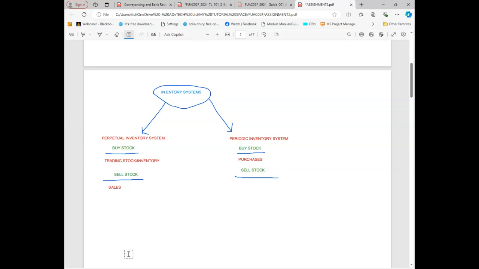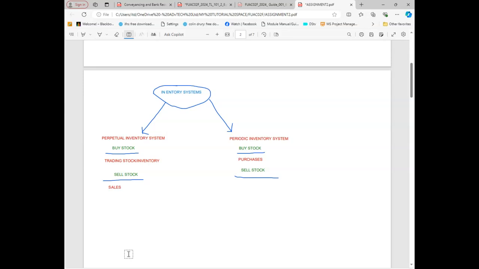If you decide to sell the company vehicle or the company building, you can't say sales. We only say sales because we are selling stock. Are we together? Okay. So only stock, nothing else. Stock is sales when you sell it.